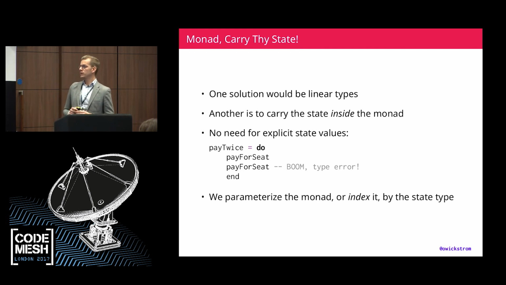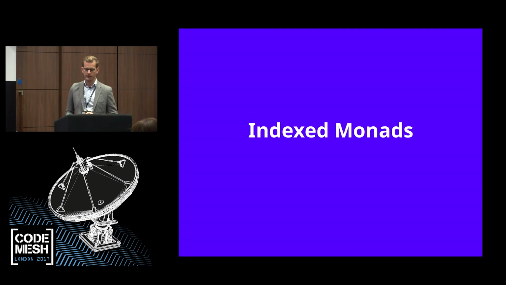To accomplish this, we need to parameterize the monad a bit more than before. We have to index it, as it's known. So we use state types as parameters to the monad in addition to the return value. This is called indexed monads.